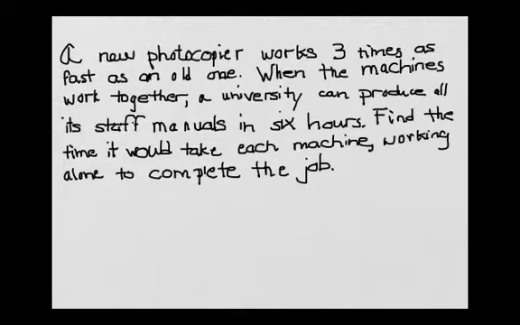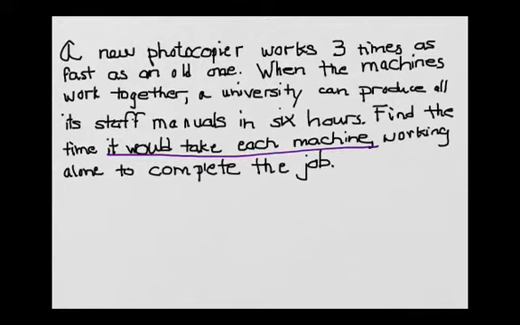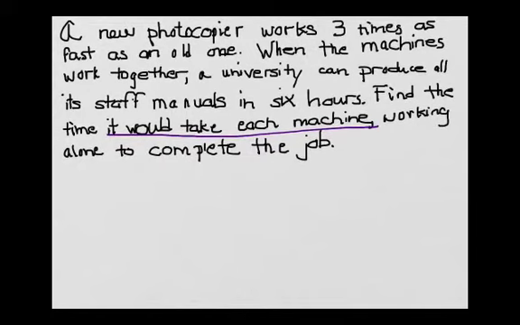So in this problem, we're going to need to find 2 different values because we're asked to find the time it would take each machine if it were working alone. We're going to start off by organizing the information in the problem into a table. So the first thing we're going to do is answer the question, which machine is working?